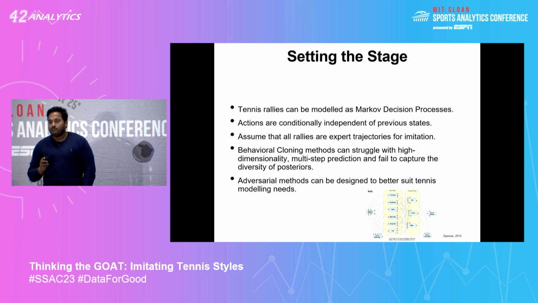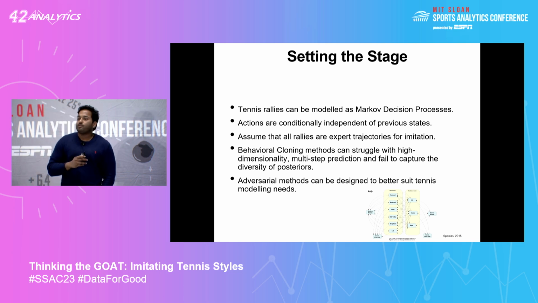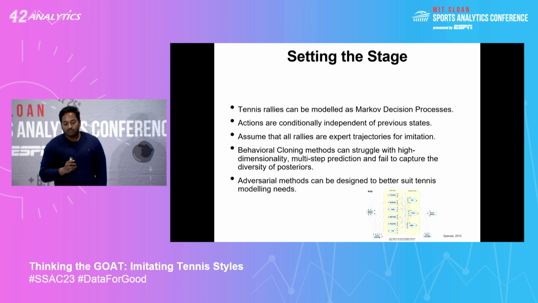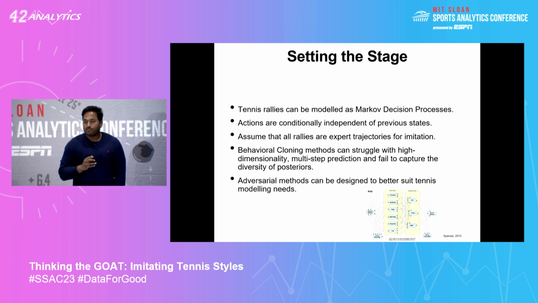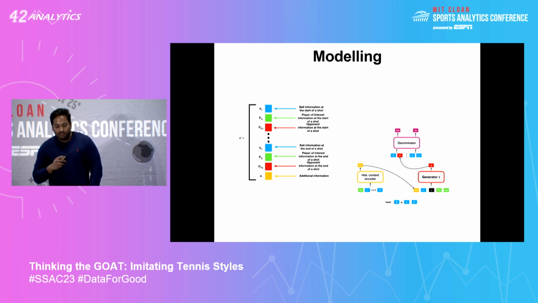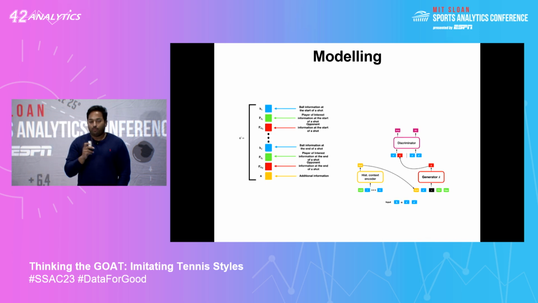And so we model tennis as a Markov decision process where the current action is conditionally independent of previous states given the current state. We're assuming that all rallies, all trajectories present in the data set are experts, because again, imitation, that's exactly what we want to do. And really with that, I'm going to go straight into how we're doing stuff.